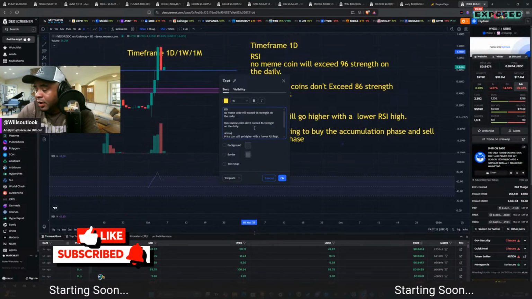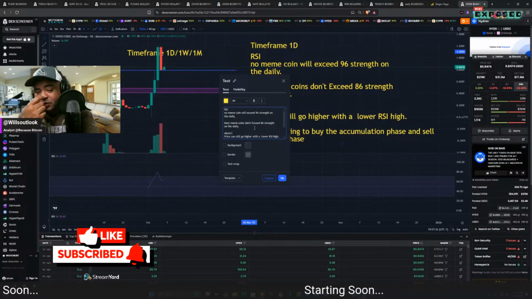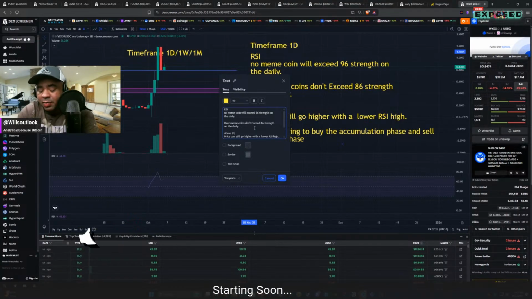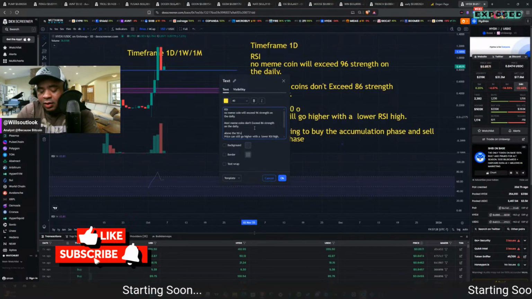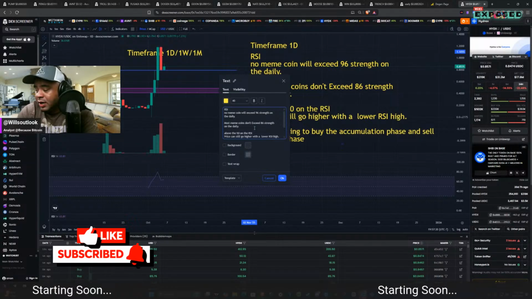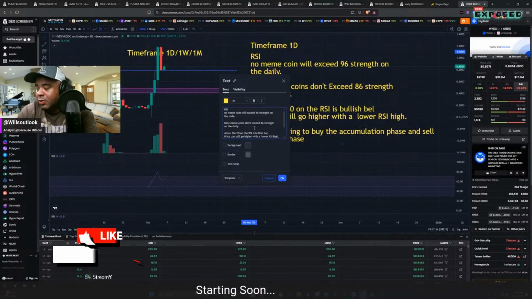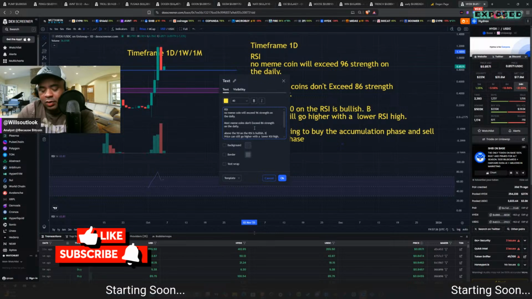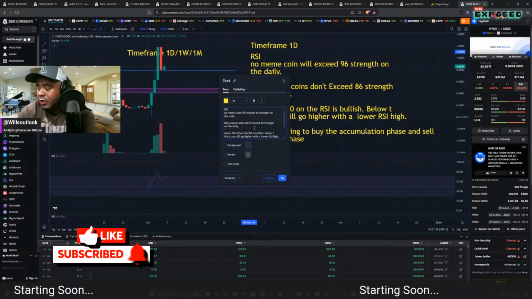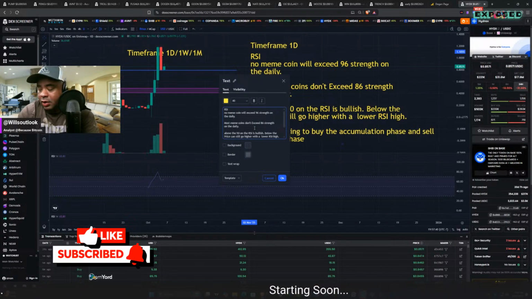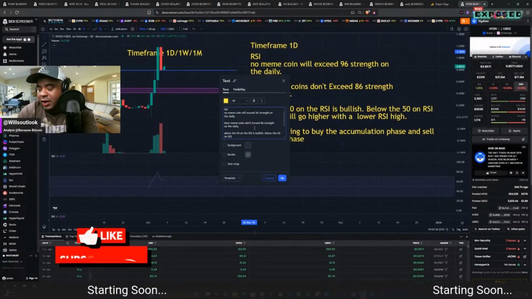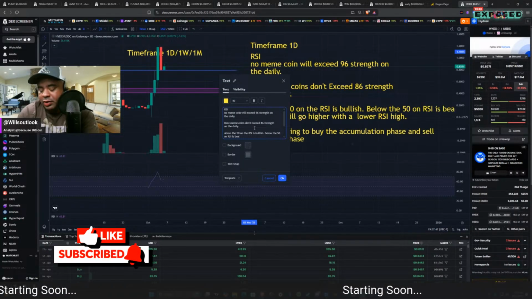Above, and this one I typically teach to people, so I don't really think about it as much. Above the 50 on the RSI is bullish. Below the 50 on RSI is bearish.